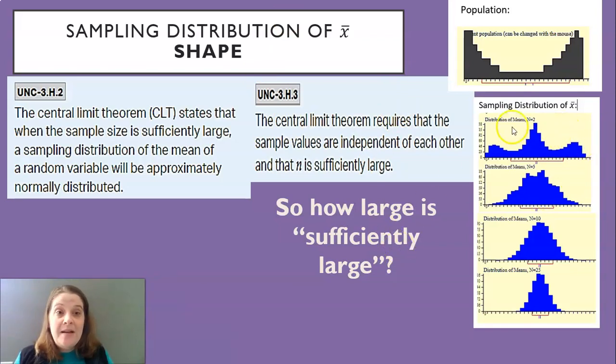Like for the bimodal population, we got this trimodal thing, and then this thing that was kind of symmetric but not normal. And by the time we were getting to 10 and 25, it seemed good enough. But for the right skewed one, it didn't seem like 10 was big enough. I had to keep going.